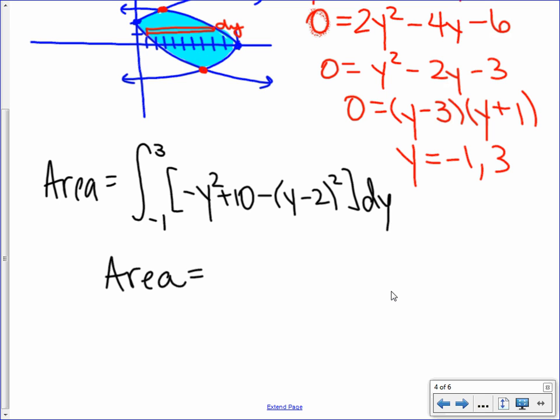Nathan, are you plugging this into your calculator? Yes. I got 21 and a third. Right this time. Rational. 64 thirds. A lot of thirds.